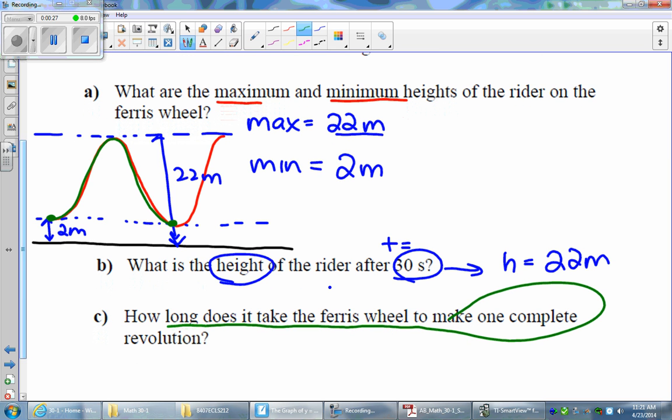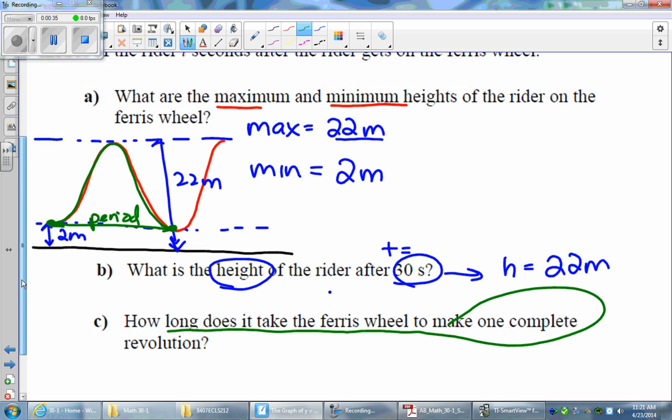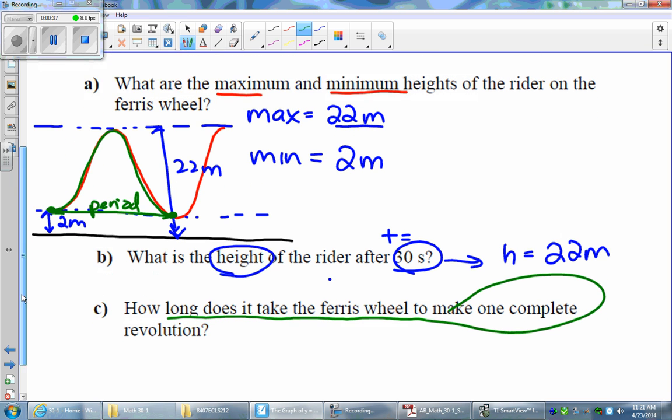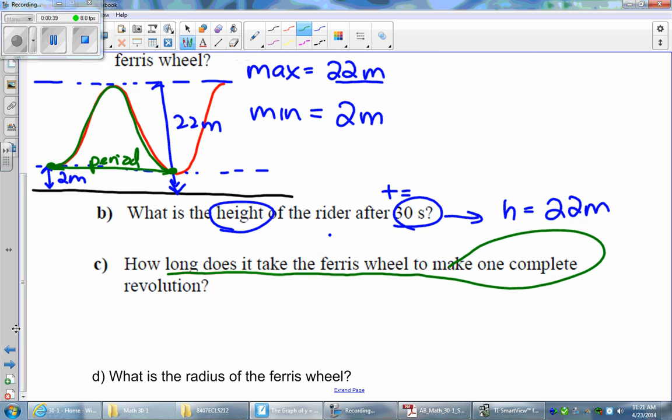I want you to understand here that this distance right here is considered our period. Okay, so the period is actually the time it takes to complete one revolution. Now, to find the period of this graph, you can use the function that they give you here. Since we are working with a cosine graph, more specifically in radian mode, your formula is going to look as follows. We're going to take the period of the cosine graph, 2 pi, and divide it by the absolute value of the b value.